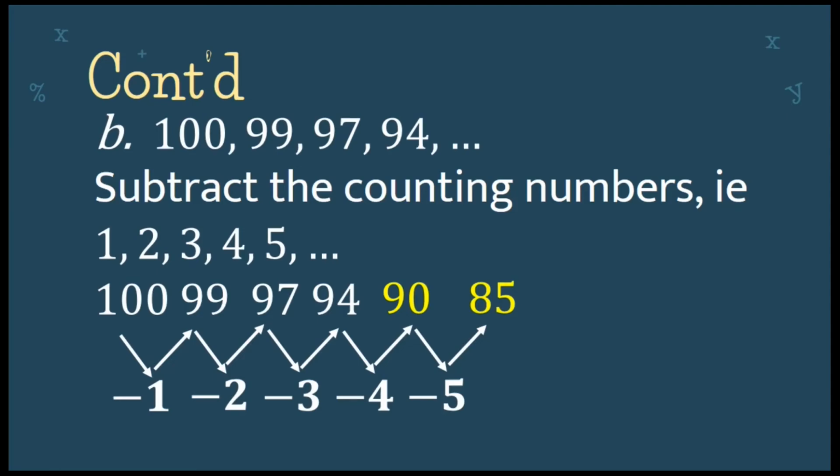Let's get the last number. In the same way, we continue with the counting number. The next counting number will be 6. So I'm going to subtract 6 from 85, and that will produce our last number, 79.